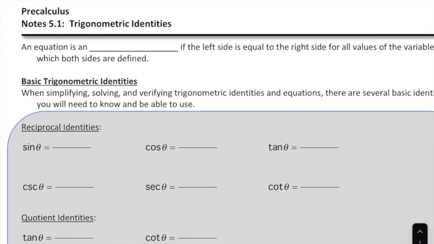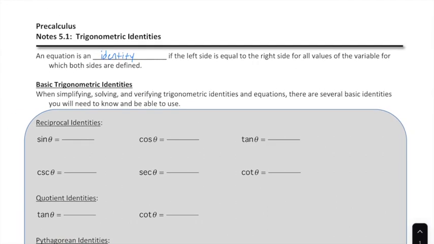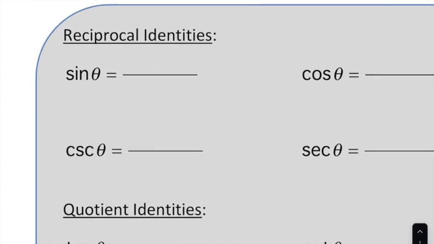If you want, up here in the top, an equation is an identity if the left side is equal to the right side for all values of the variable. Okay, so we have a couple of them. The first few of the identities that we'll look at here is the reciprocal identities. Okay, the reciprocal identities you already know.